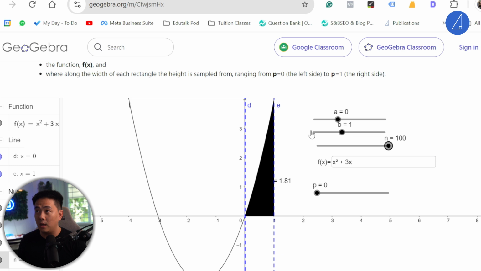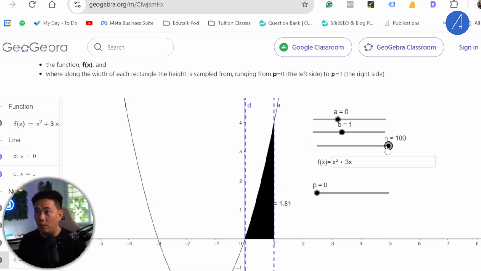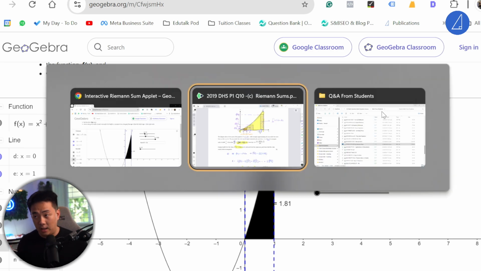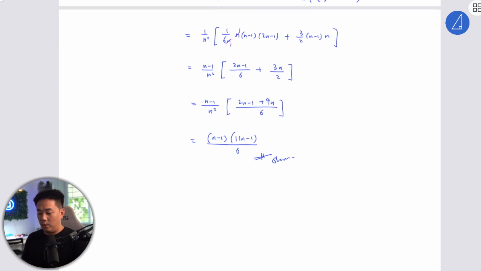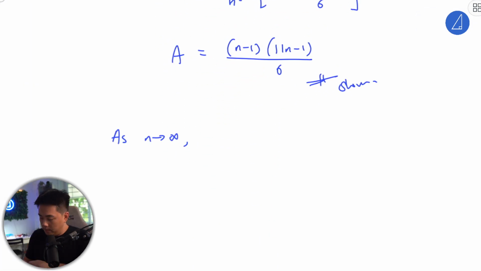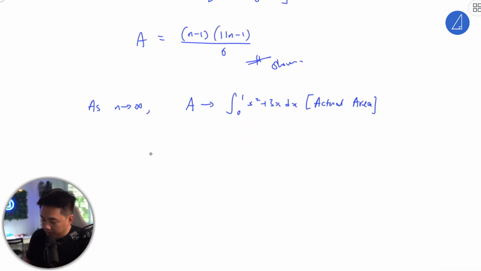under the graph. So that's the idea, what we want is when we take n goes to infinity, the area under the graph would just be the area of the rectangle itself. So that's what we meant by as n goes to infinity, the area tends to the actual area on the graph. So it's the integral from 0 to 1 of x squared plus 3x dx. Hence we just use the integral from 0 to 1 of x squared plus 3x dx.